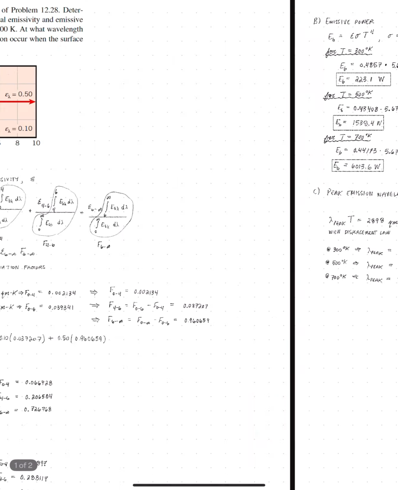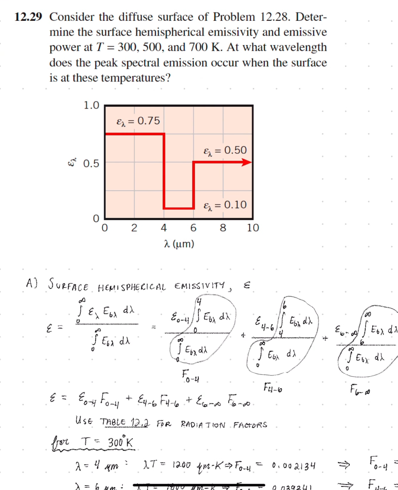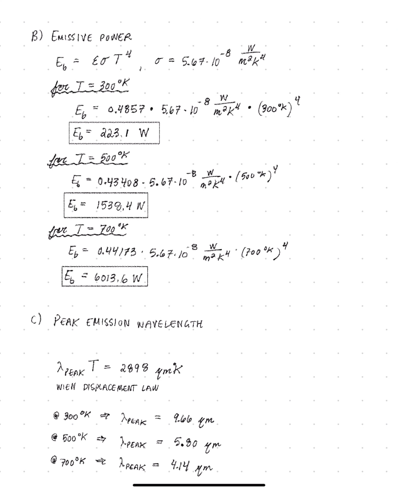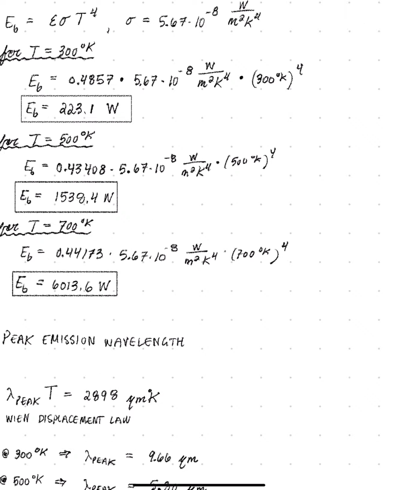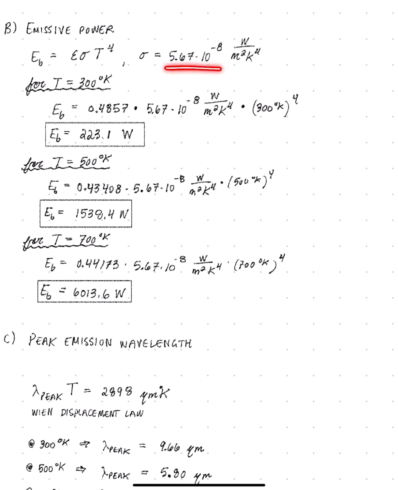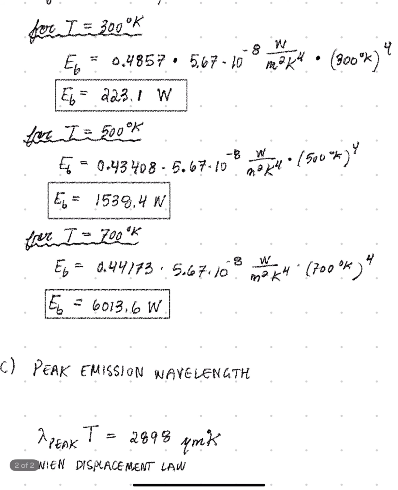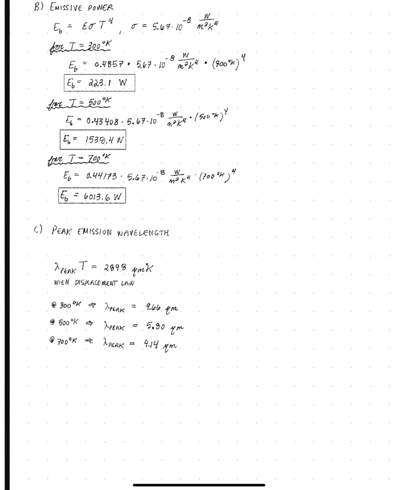The second part asks us to find the emissive power at 300, 500, and 700 Kelvin. And the emissive power is just going to be our emissivity times the Stefan-Boltzmann constant times our temperature to the fourth, which is very simple. Our Stefan-Boltzmann constant is 5.67 times 10 to the minus 8 watts per meter squared Kelvin to the fourth. And for each of our cases, 300, 500, and 700 Kelvin, we get 223.1 watts, 1538.4 watts and 6013.6 watts, respectively.